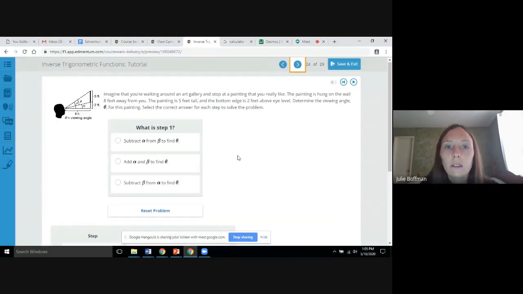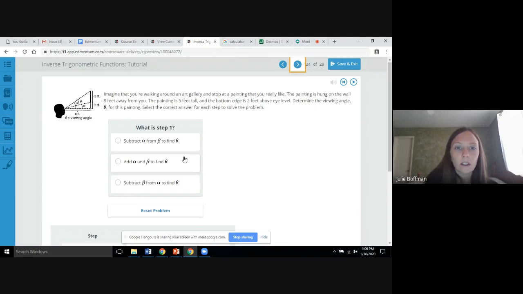It says, imagine that you're walking around an art gallery and stop at a painting that you really like. The painting is hung on the wall 8 feet away from you. The painting is 5 feet tall, and the bottom edge is 2 feet above eye level. Determine the viewing angle theta for the painting. So if we see theta is this top angle, and that's not a right triangle. For just this top angle, that's not a right triangle, so you can't really do SOHCAHTOA alone. But what we can do is break it up.